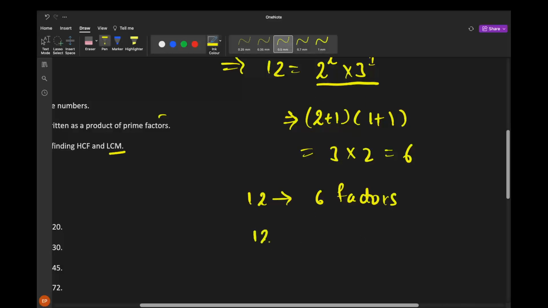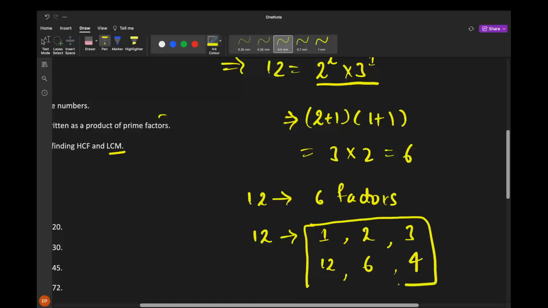So let's verify whether 12 has 6 factors. Okay, start with 1. 1 12s are 12, right? So 1 and 12 are factors for 12. 2 6s are 12, right? Both are factors for 12. 3 4s are 12, both are factors for 12, right? So these are the only 6 factors for 12. Other than these, there are no factors for 12.